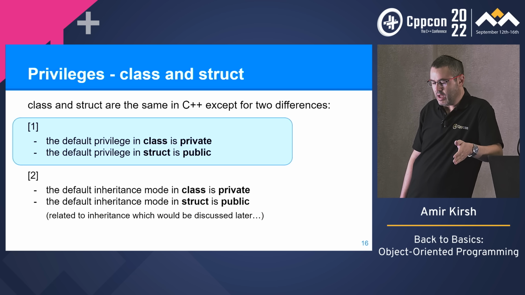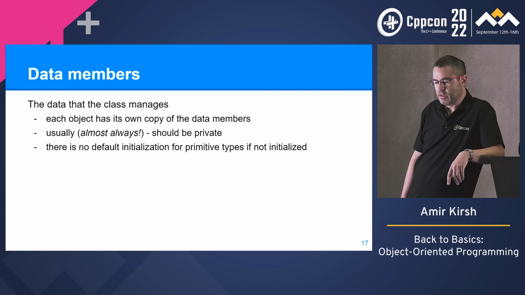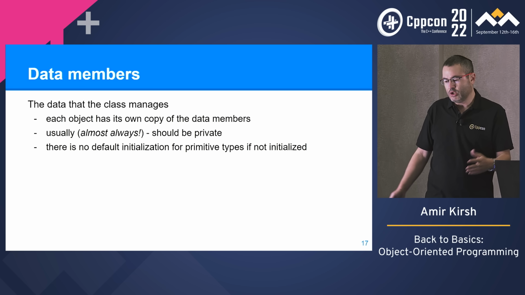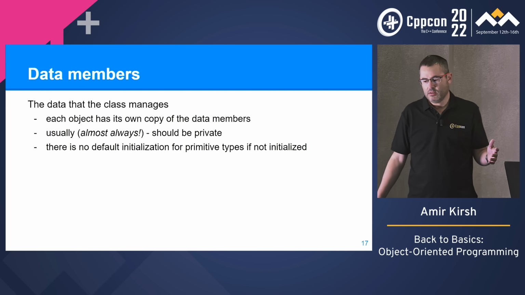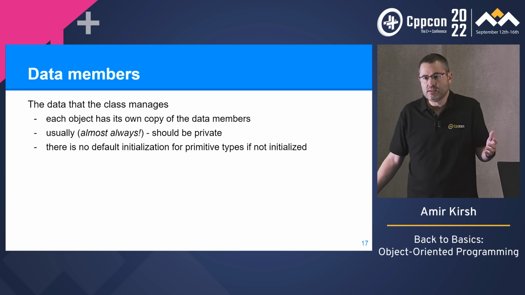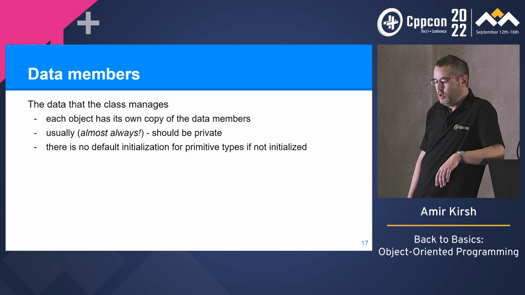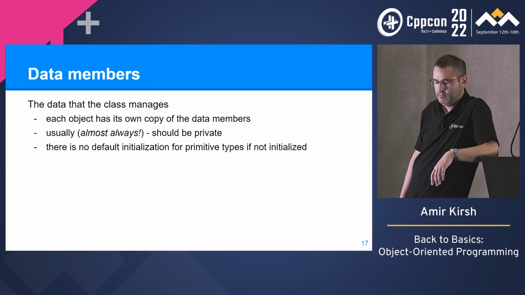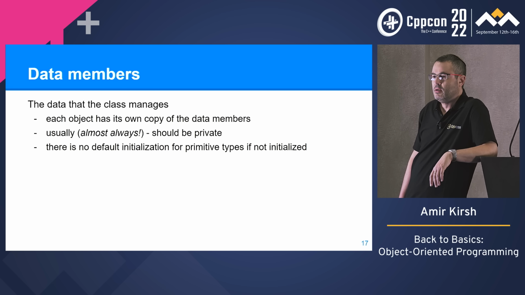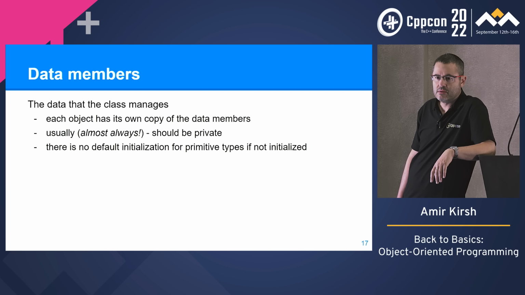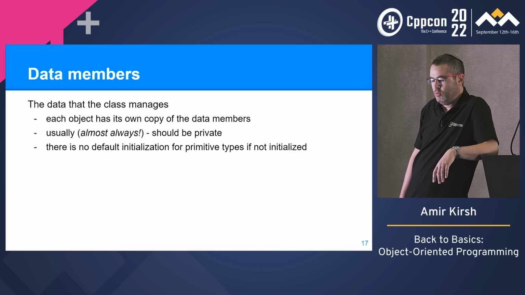So this is the second bullet. Data members. Each object has its own copy of the data members. This is the basic idea. Usually, I would say always, they should be private. You should have a good reason for having a non-private data member, and there isn't any good reason. And there is no default initialization for primitive types, which means that if not initialized, they would be garbage.